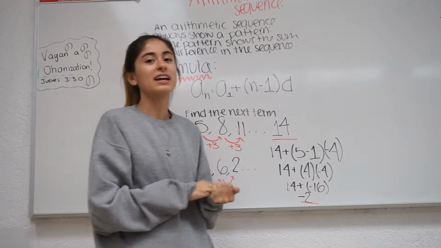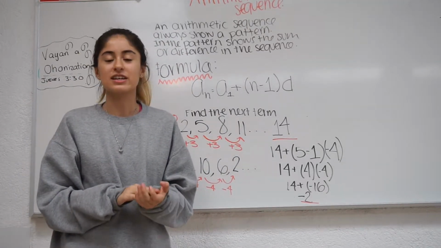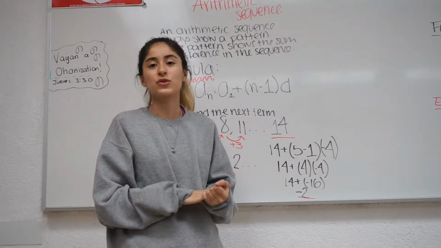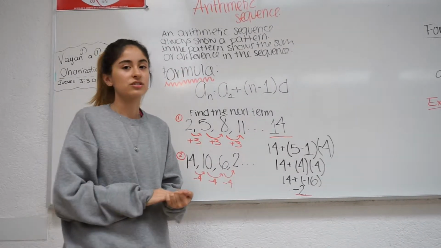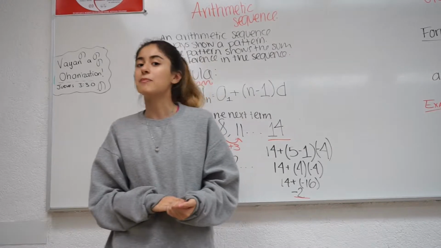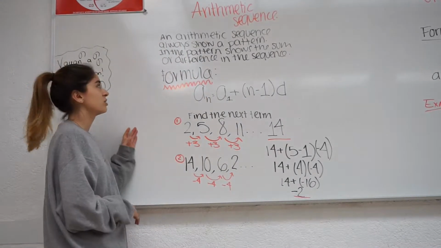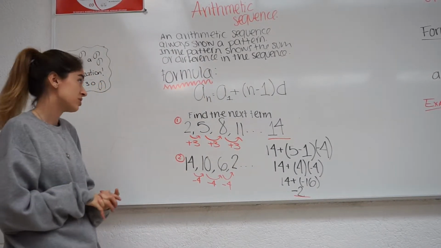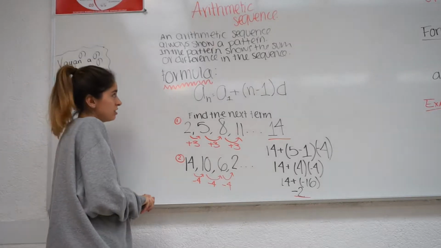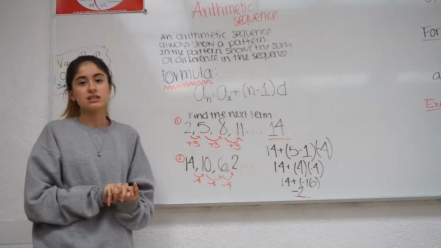Today we're going to explain arithmetic and geometric sequences, and first of all we need to know that a sequence is an ordered list of numbers that shows a pattern. An arithmetic sequence always shows a pattern, and the pattern shows the sum or difference in the sequence.